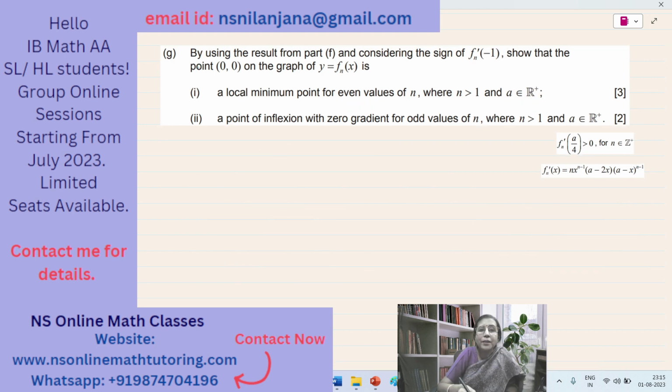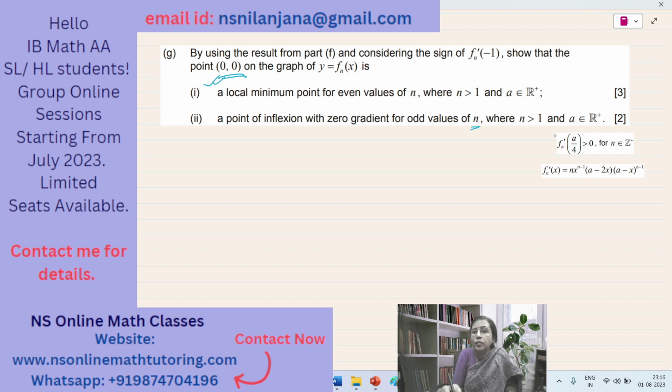So the same subpart G, now we will be doing the II, and it is saying that a point of inflection with 0 gradient for odd values of n. We have to show that this point 0, 0 is a point of inflection with 0 gradient for odd values of n, where n is greater than 1 and A is a positive real number. We have already shown for the I subpart that f n dash 0 is equal to 0.